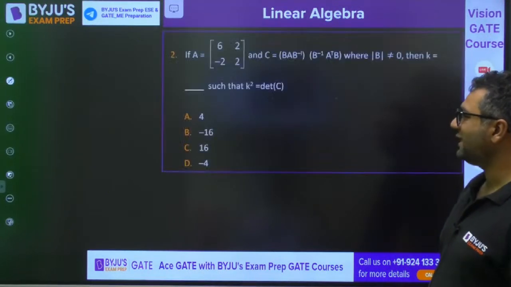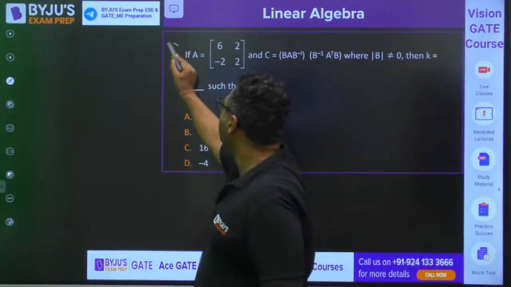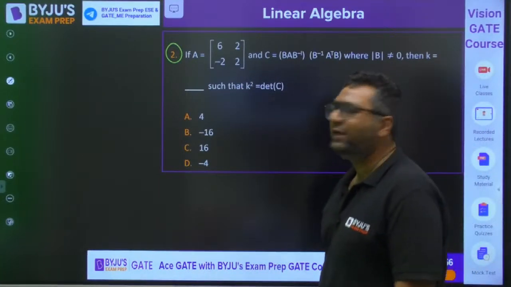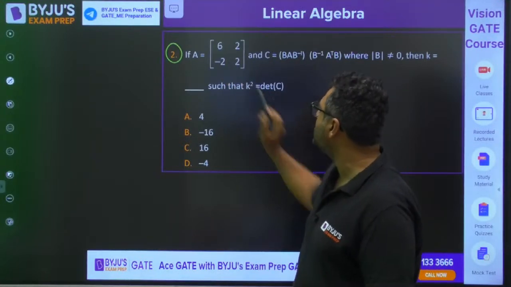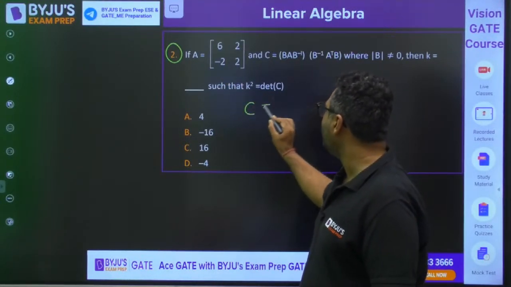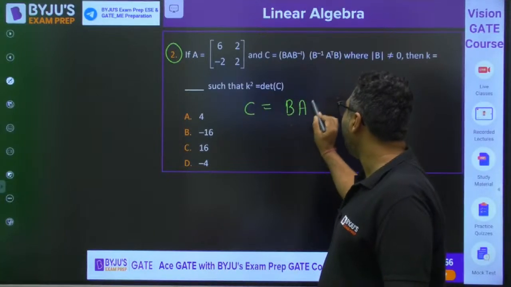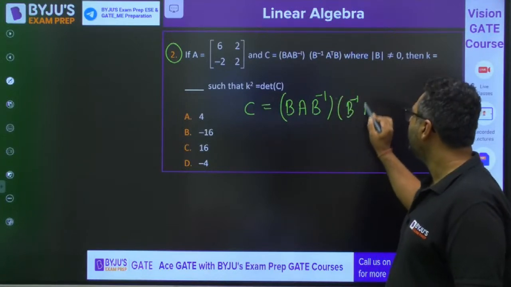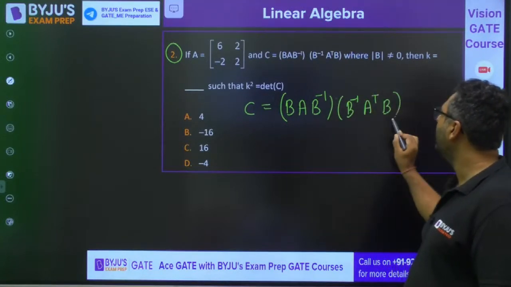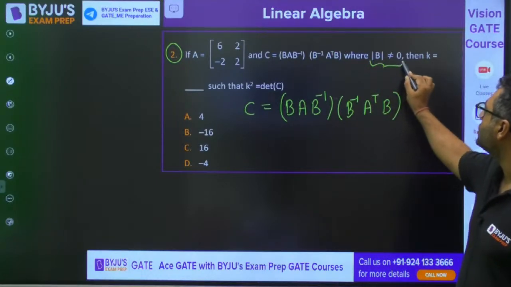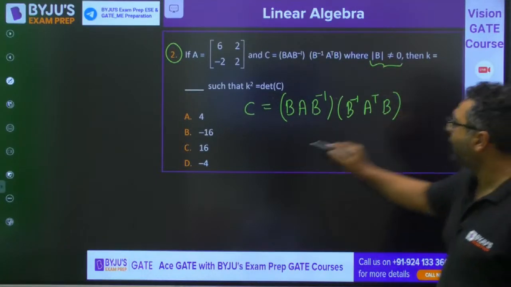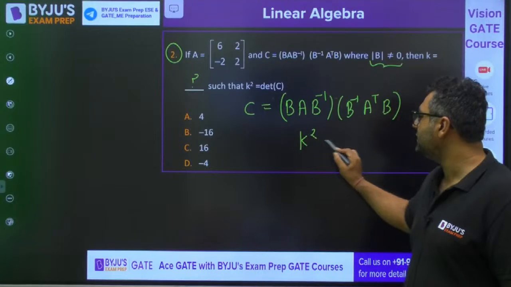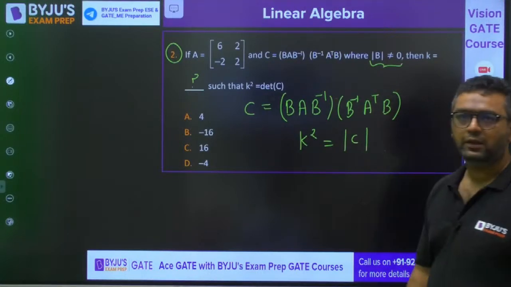So let us solve the second question. This is slightly on the easier side. We have a matrix A, 6 2 minus 2 2, where C is defined as B A B inverse. Then B inverse A transpose B. They are saying the determinant of B is non-zero, and K is what we need to find out. And they are saying K square is equal to determinant of C. So you need to solve it.